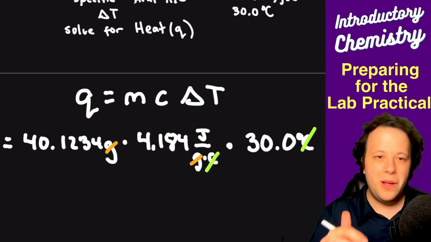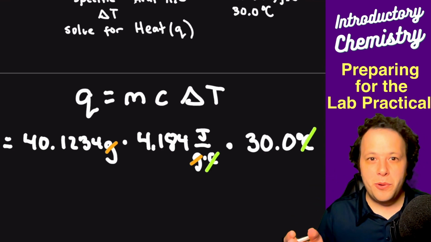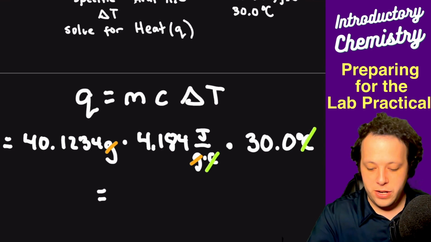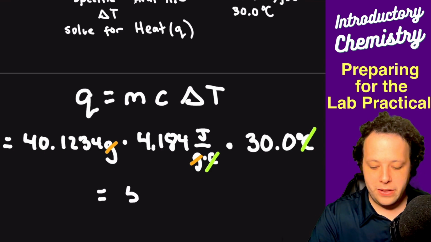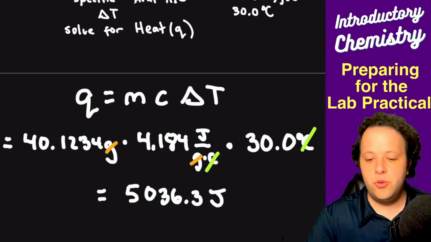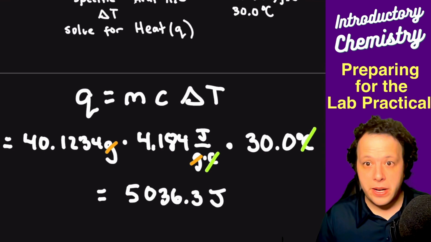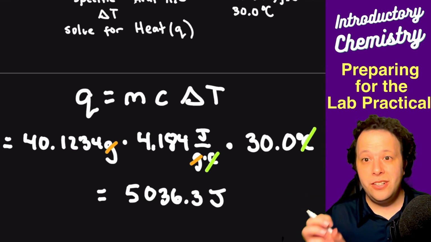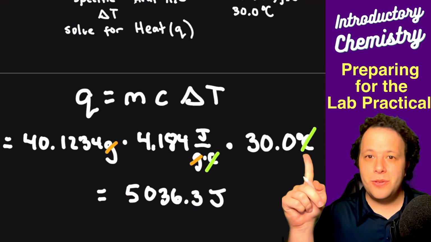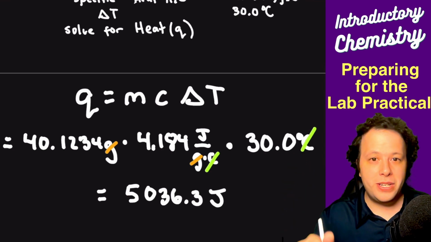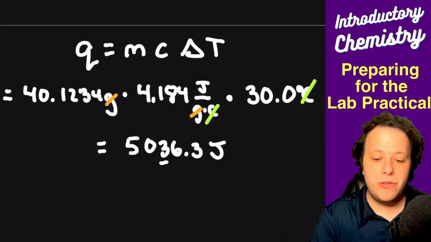Once you multiply 40.1234 times 4.184 times 30, you're going to get about 5036.3 joules. Once again, is this the correct answer? Technically, from your calculator, yes. But we need to show the correct sig figs. One thing you'll always look for is the one with the smallest number. We have 3 sig figs from your temperature, so we have to round it to 3 sig figs.